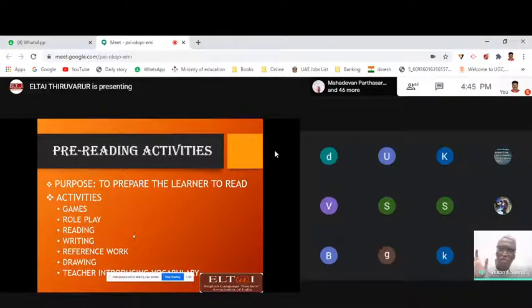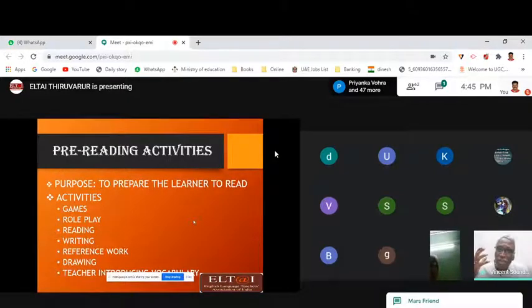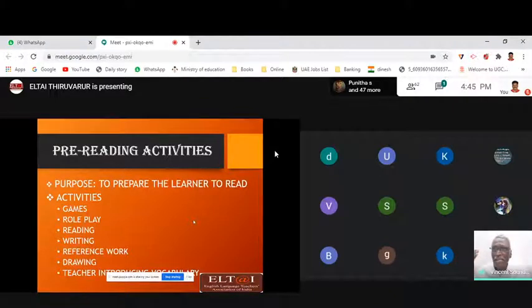And if any of this is not possible, very rarely you can introduce the word by means of simply giving the dictionary meaning, contextual meaning, and also through various other situations, pictorial and other situations, right? So the purpose of reading activities is to prepare the learner to read. And not only words, sometimes the concept may be different. And this also can be done through all these activities. I listed here games, role play, reading, writing, some reference work, drawing, and the teacher introducing the vocabulary.